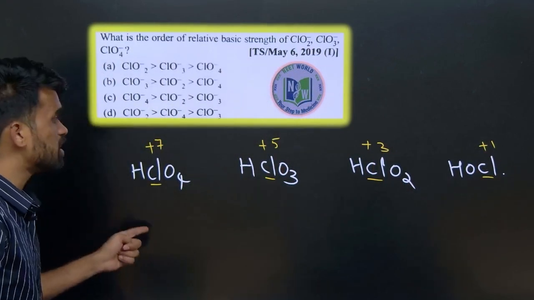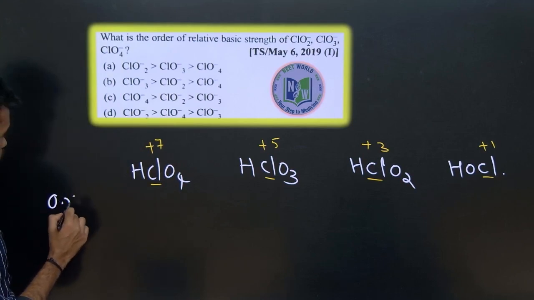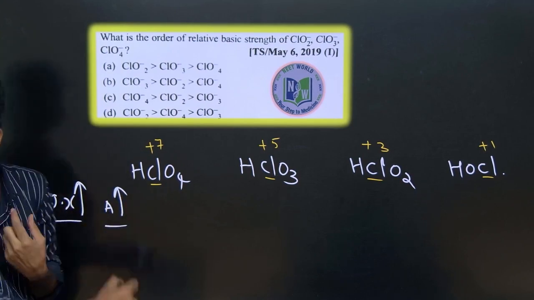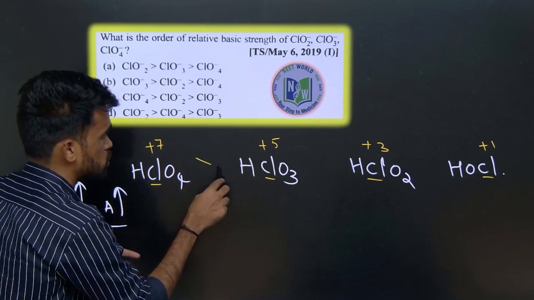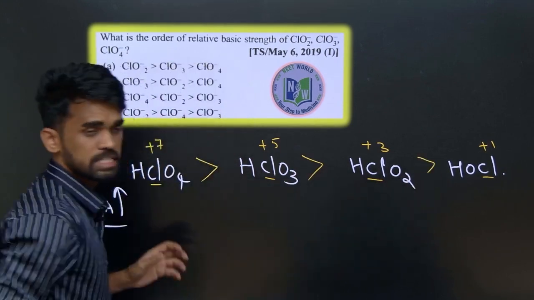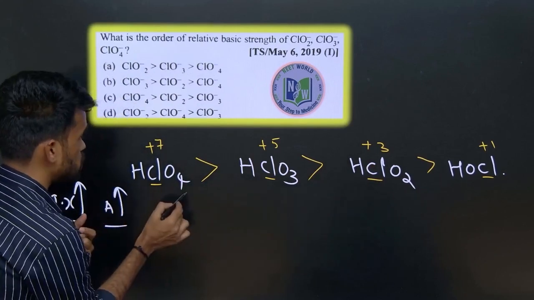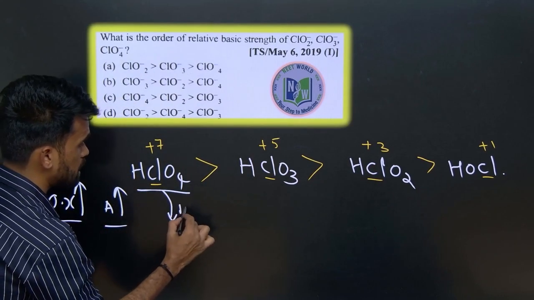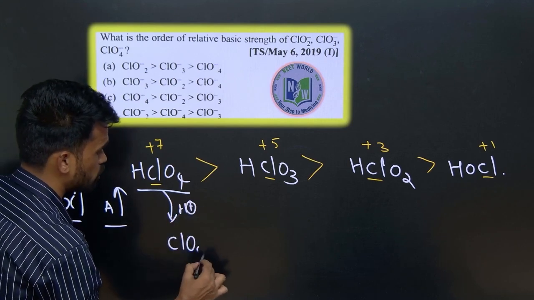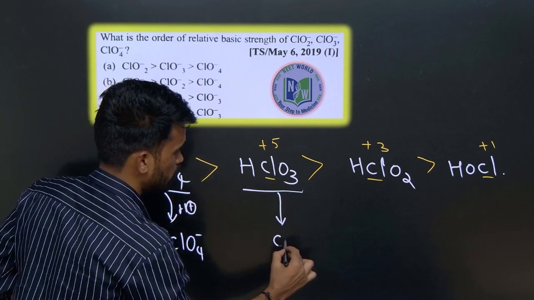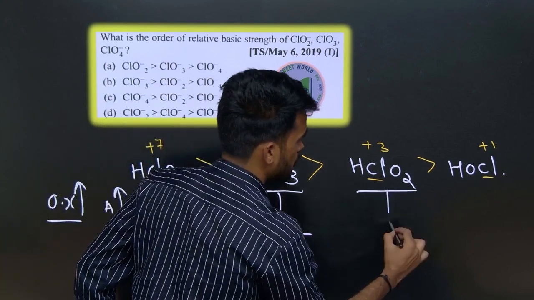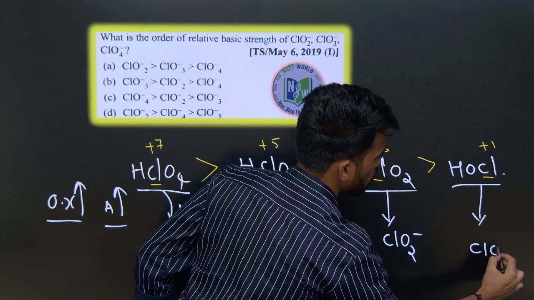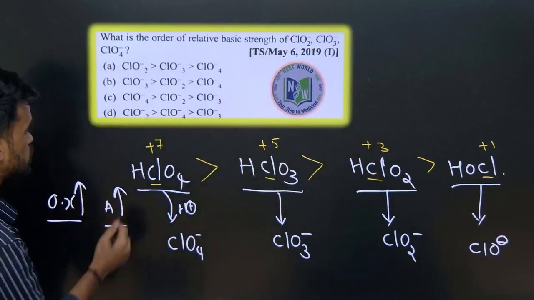Like this. So the higher the oxidation state, the more is the acidic nature. Higher the oxidation state, more is the acidic nature. So it means this is a stronger acid, then this, then this. This is the acidic nature, right? So I am saying this is the stronger acid. Now what conjugate base will we have? After releasing H+ ion, we will have ClO4-, and from here ClO3-, from here ClO2-, and from here ClO-, right?